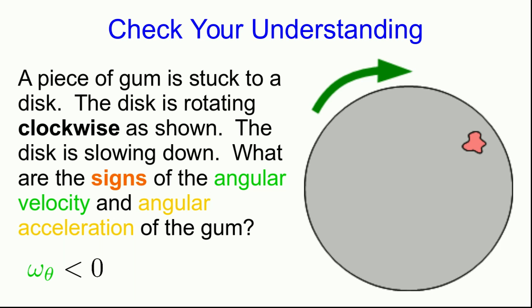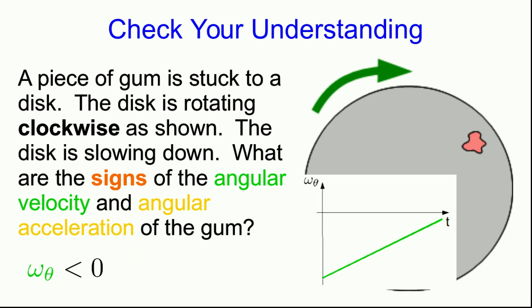We know that the angular velocity is negative, and the disk is slowing down, so the angular velocity of this piece of gum must be getting smaller, in other words, less negative. And so the angular velocity versus time graph could look something like this. And that shows us that the slope of the angular velocity versus time graph is positive, or in other words, the angular acceleration is positive.